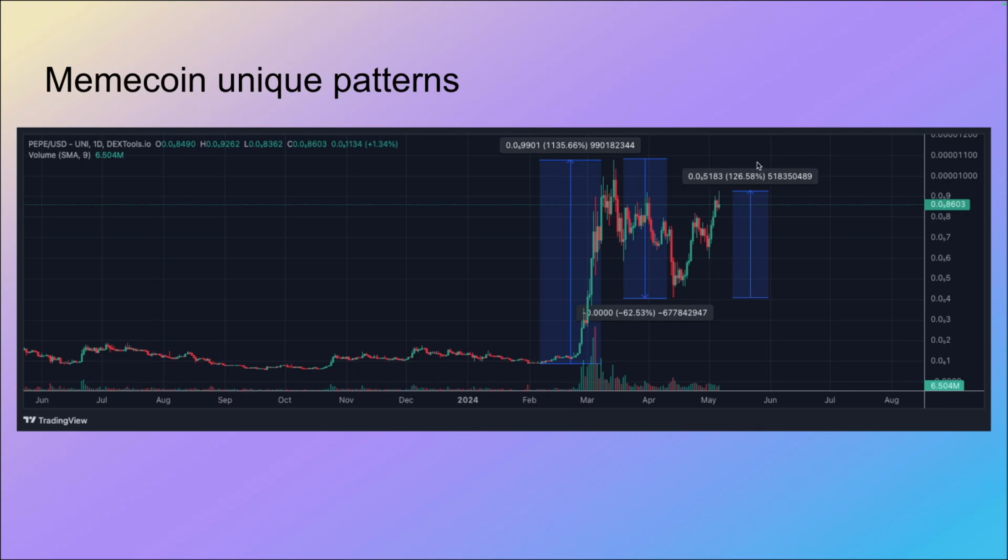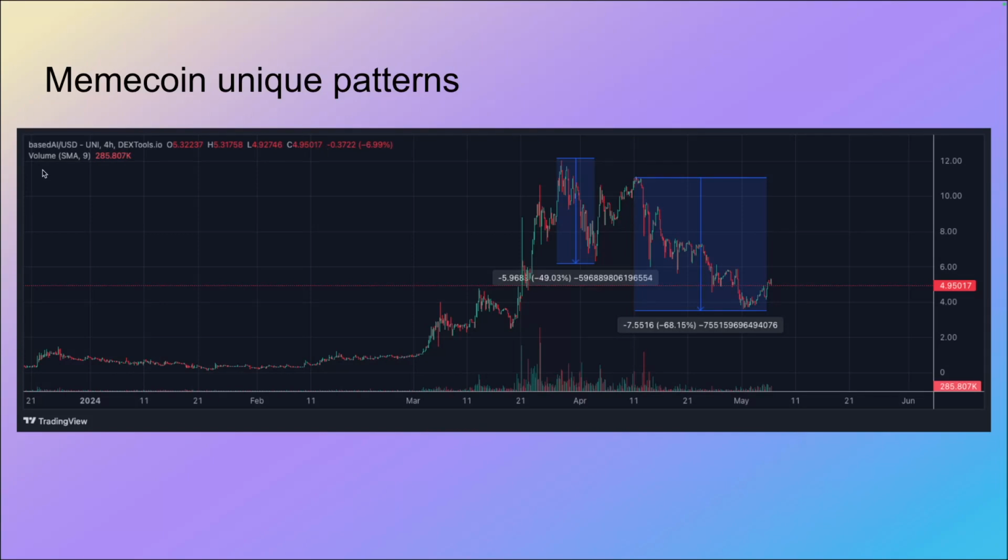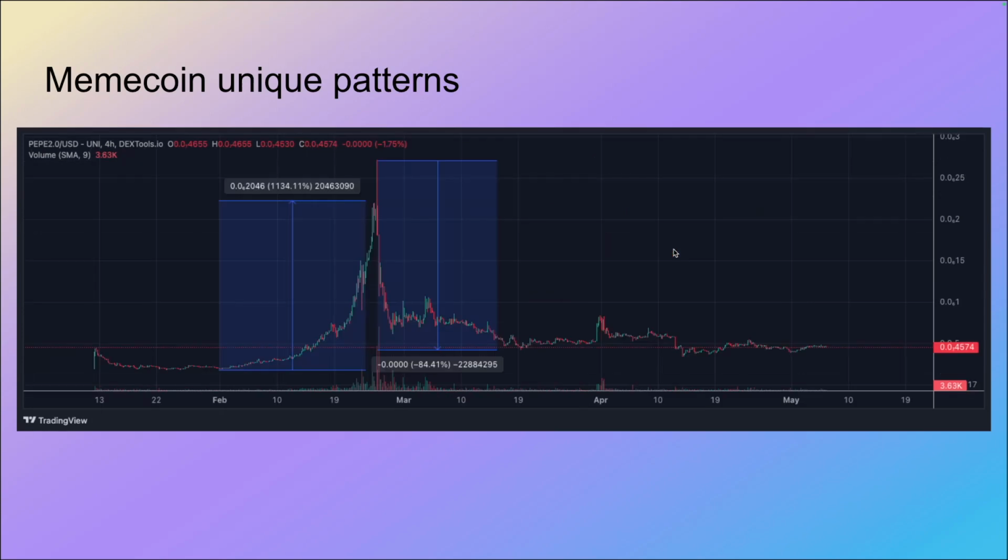This is another example, Based AI. Again, a parabolic move with very strong corrections, 50%, 70%. Another example, this is Pepe 2. This is a very typical meme coin pattern: a successful launch, just some short-term consolidation quickly after launch, insiders buying, accumulating, scaling positions, and then it goes viral, a parabolic move, more than 10x, and then it goes almost back to where it started. A very typical pattern. We're going to study these patterns today.